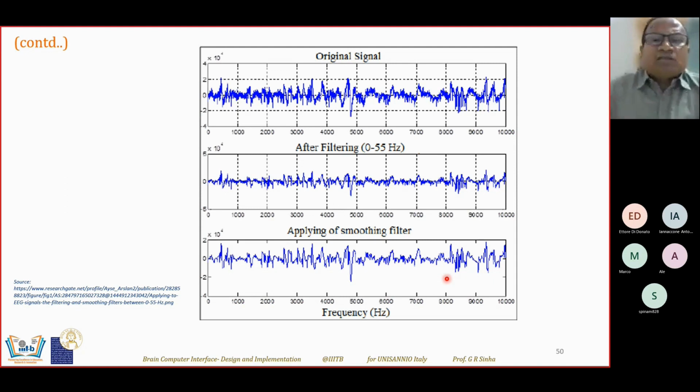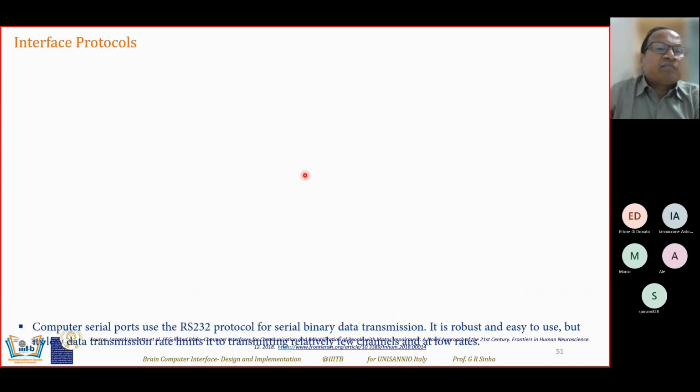Look at the first signal, which is very difficult to analyze. It's corrupted. After filtering, we get a little better. And after using a smoothing filter, there are some smoothing filters available, which are basically low pass filters, you see the quality of the signal at the bottom. You want better quality of the signal so that analysis becomes appropriate. Otherwise, analysis could not be proper. And this is why we have to use a filtering circuit.